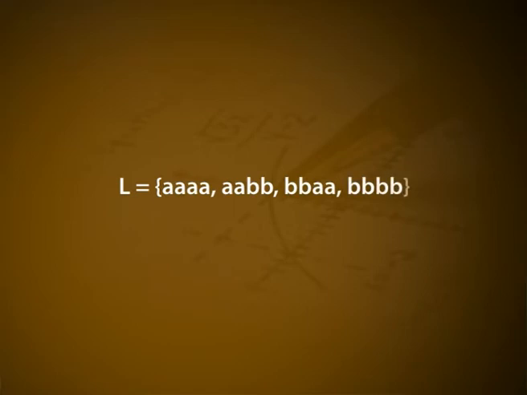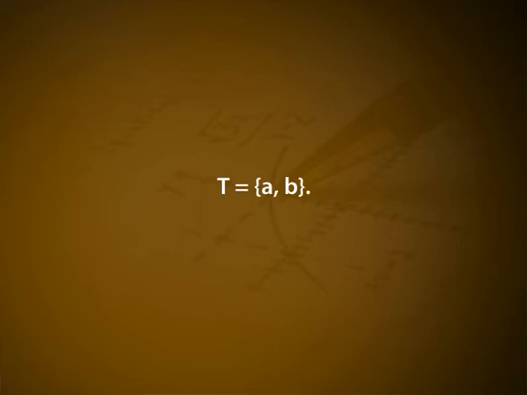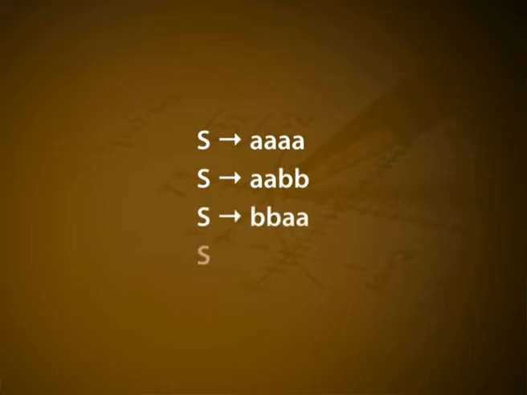Example: let L = {a, abb, bba, bbbb} be a language. This language has only a finite number of strings. The set of terminals can be taken as T = {a, b}. The set of non-terminals is N = {S}. The set of productions can be taken as S → a, S → abb, S → bba, S → bbbb.